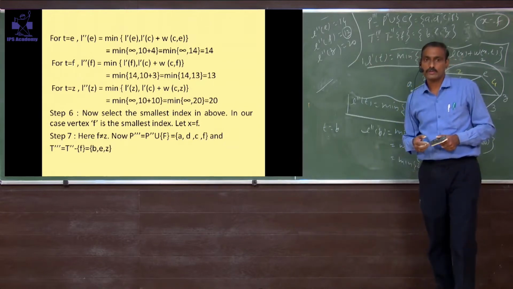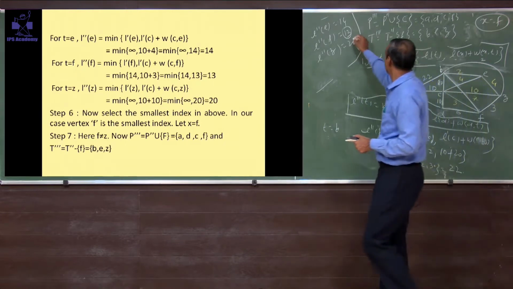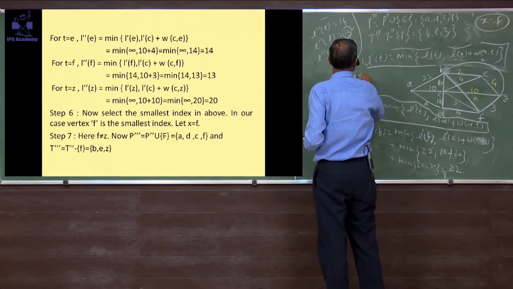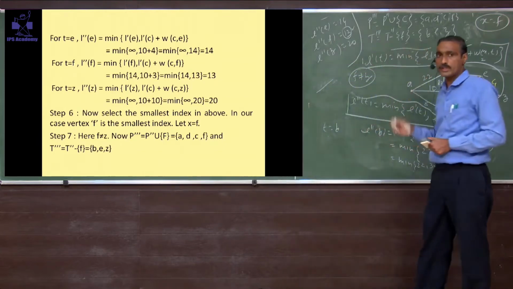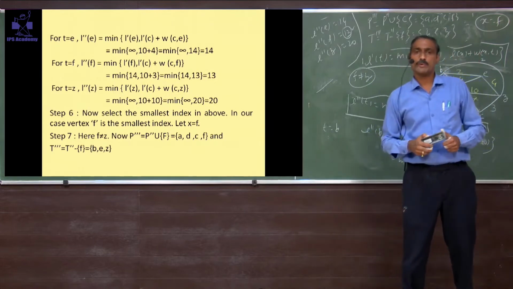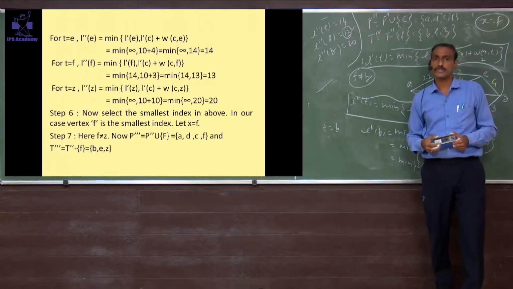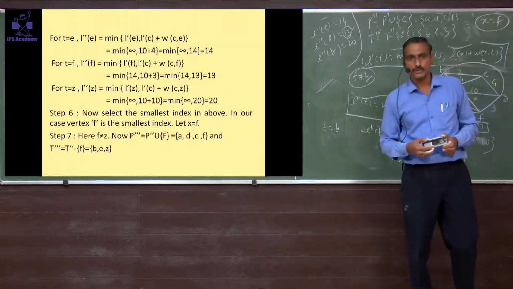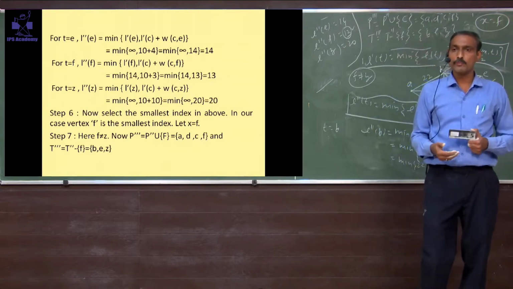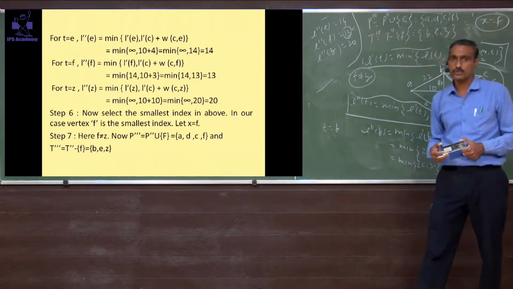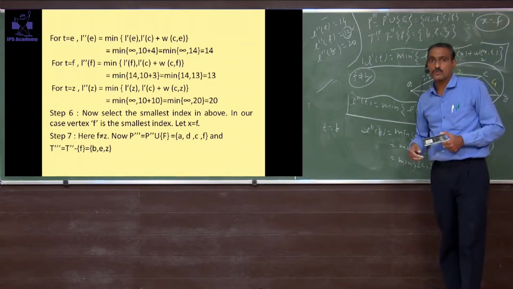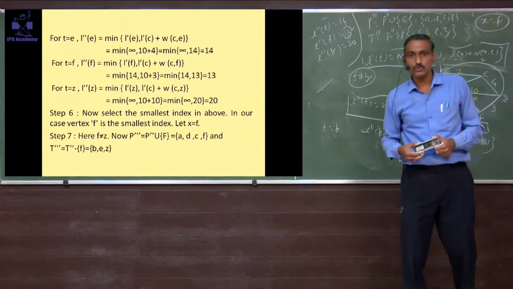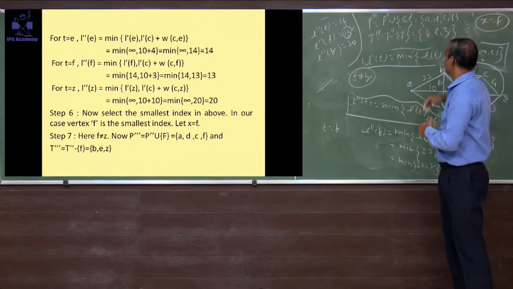Okay, so here F is not equal to Z. We just chose F, which is not equal to Z, not a final vertex. So we continue and repeat the same procedure here. Now select the smallest index in the above. In our case, F is the smallest index and X equals F. Now we create a new path here, P triple dash equals A comma D comma C comma F, and new T triple dash equals B, E, Z.